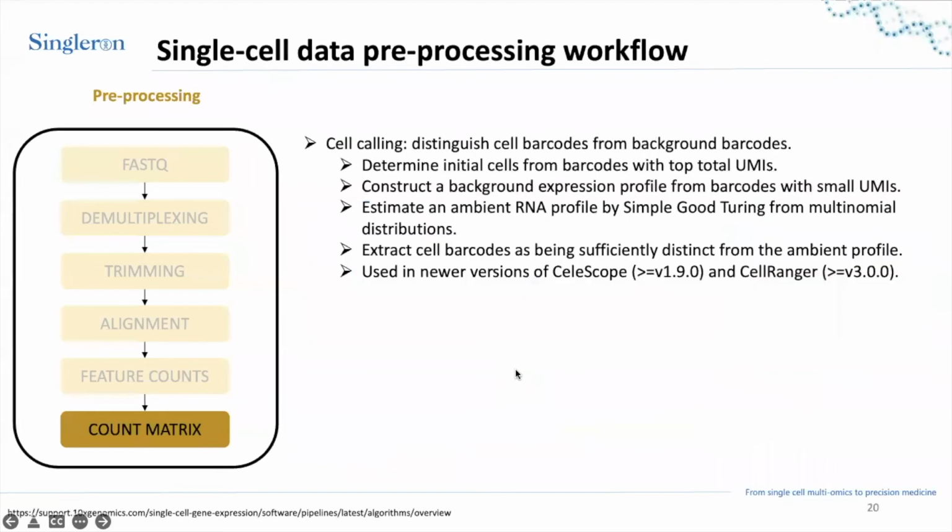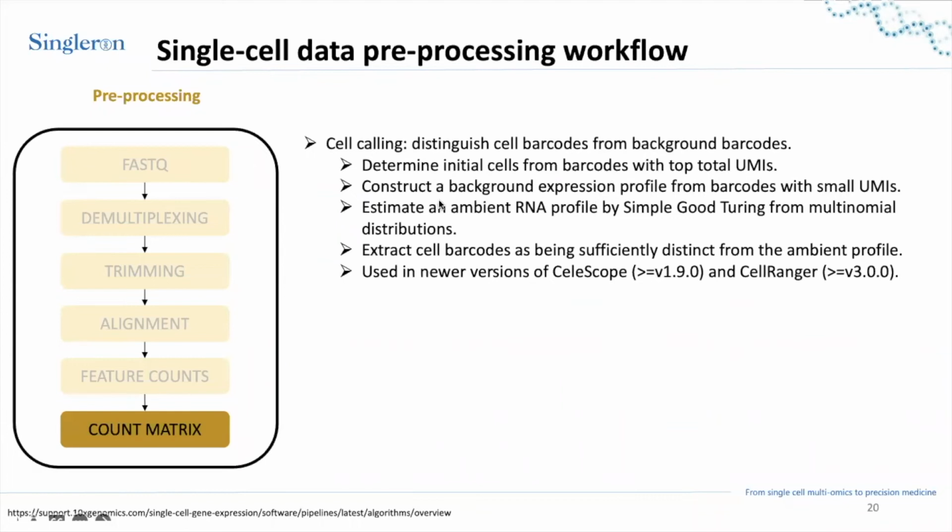Okay, so for the cell calling, just a little bit of details. The algorithm will determine the initial cells from the barcodes with 10% of the top 99 percentile of the total UMIs.